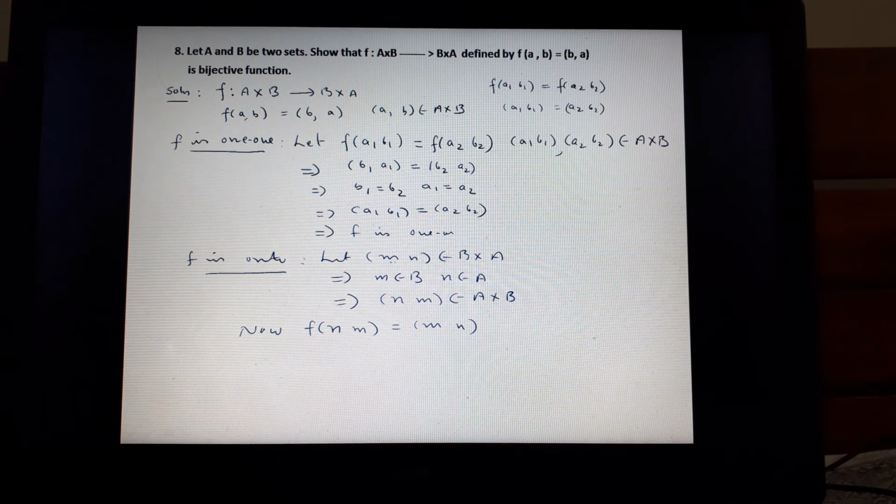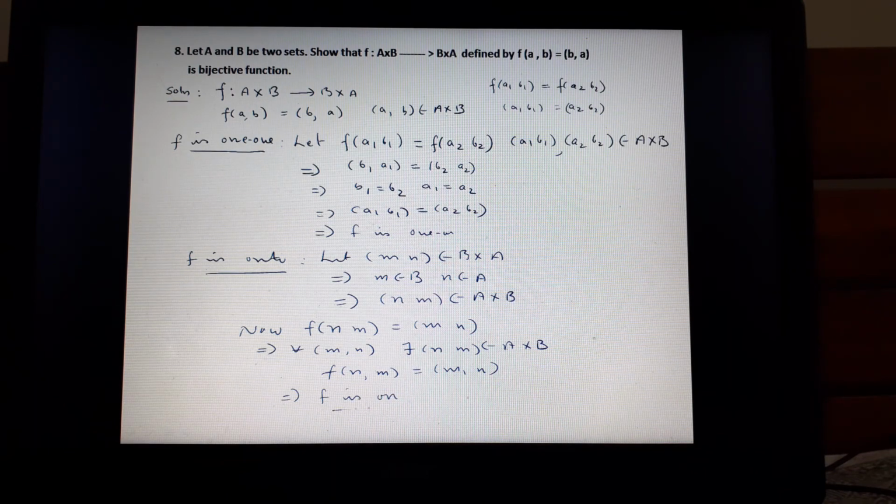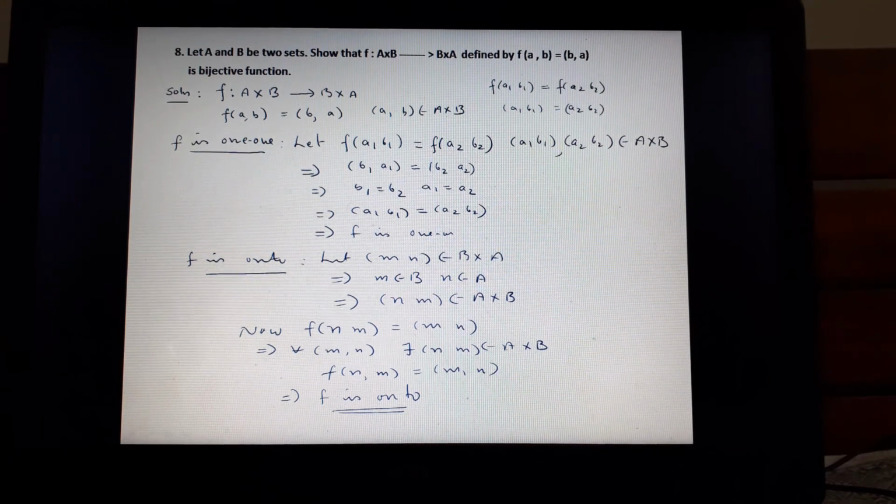So this implies, for every (m, n) there exists (n, m) belonging to A cross B such that f of (n, m) equal to (m, n). So this means what? Every element here is an image. So this implies f is onto. So it is both 1-1 and onto. Therefore it is bijective.